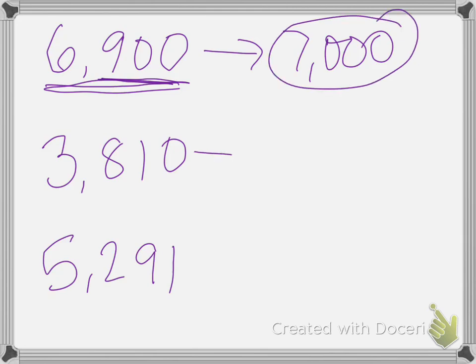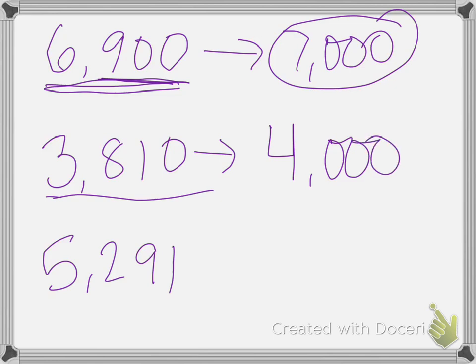Okay, next one, looking at 3,810. Well, again, the hundreds place, the 8 here, is bigger than 500. So I would round this number up to 4,000, because it's closer to 4,000 than it is to 3,000. And on the final one, 5,291. Well, I know that 291 is less than 500. So that means I need to round this number down to 5,000.